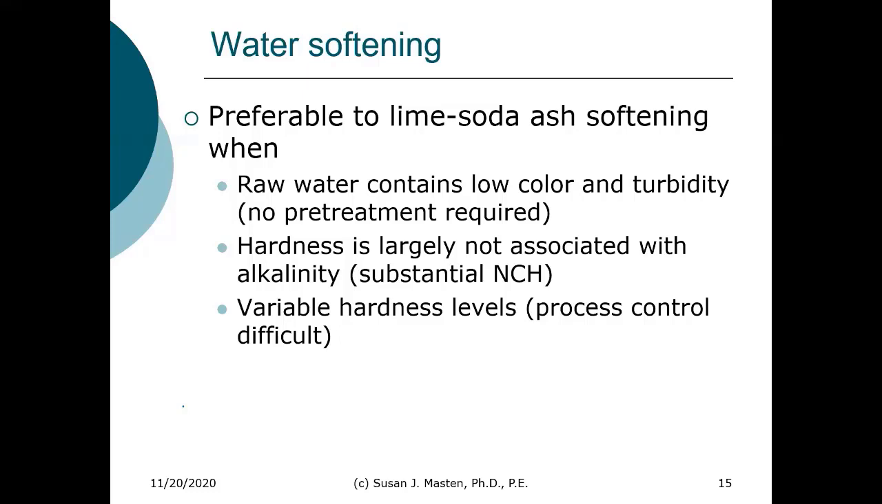Typically with a smaller plant, you have fewer operators to operate the plant. You can operate an ion exchange system with fewer personnel than you can a lime soda ash softening. You also have your regenerate solution, but you don't have the sludge that you have to deal with. Typically, if your raw water contains low color and turbidity, so you don't need pretreatment, and this is the case in Williamston, you can use ion exchange.